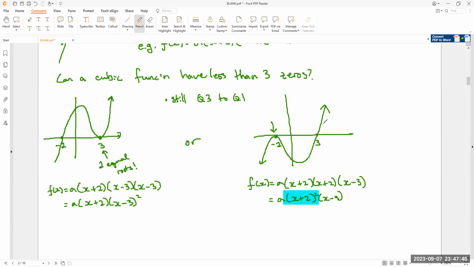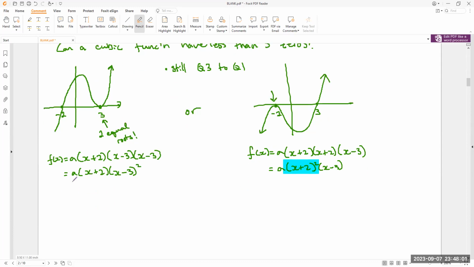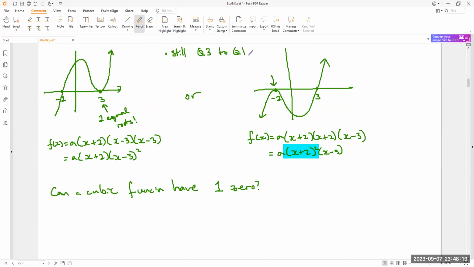Okay. So you just have to watch out for that. There are some ways you can go about making these curves, I guess, possible. Could a cubic function have less than 2? Can a cubic function have less than 2, so can it have 1 or 0? Yes, it can. It still has to go through Q3 to Q1, but it only has one x-intercept.